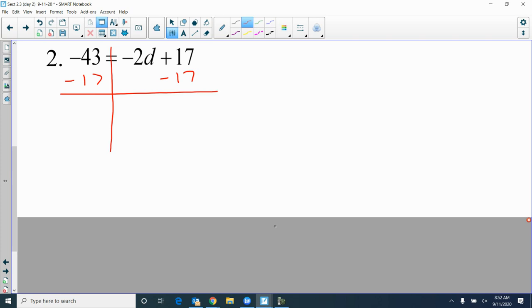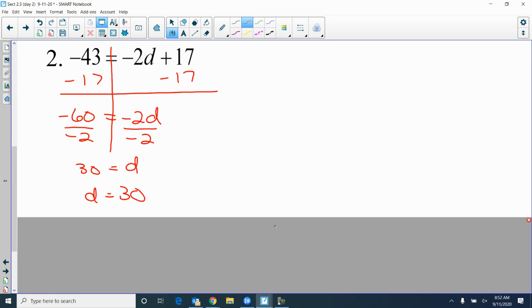Okay, Grant. -60 equals -2d. Good, -60 equals, make sure that negative comes down with that 2. It has to. All right, now Allie, what do I need to do from here? Divide by what? Good, divide by -2. All right, now that gives me +30 equals d, and I always want to flip it around and put d equals 30 at the end for that one.